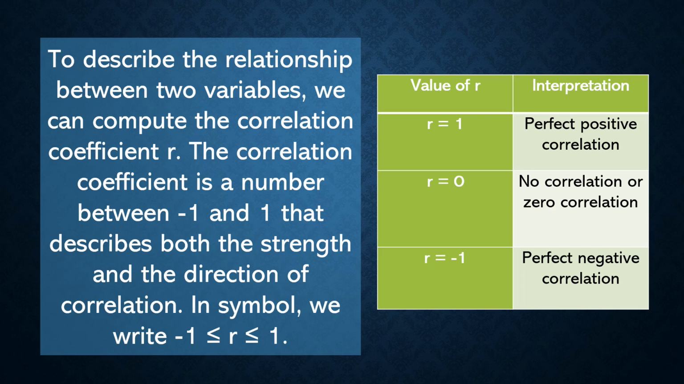If r is equal to 1, it implies a perfect positive correlation. So it implies that the bivariate data, or the two variables, are perfectly correlated to each other. However, if r is equal to 0, it implies that there is no correlation between the two variables. But if the value of r is equal to -1, your interpretation will be perfect negative correlation.